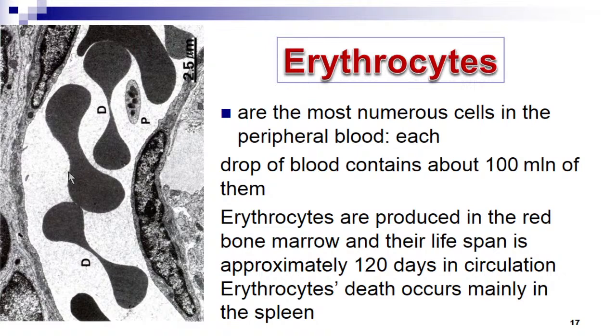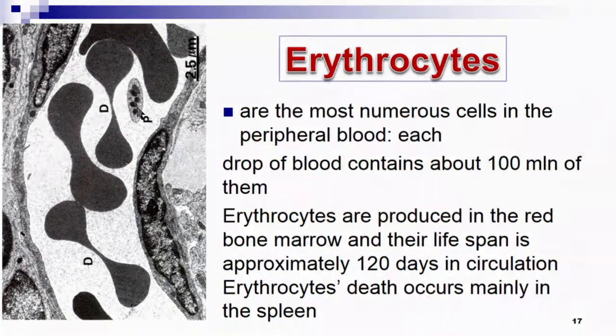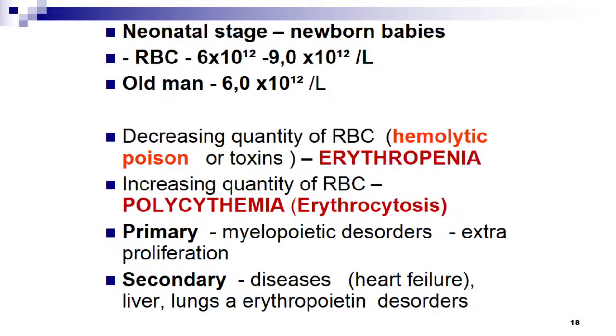This is erythrocytes, of course, with the shape of a biconcave disc. And also we have seen platelets here. Next, when a baby is born, the quantity of red blood cells is around 6 to 10^12 per liter. And all men also have approximately the same results, 6 to 10^12 per liter. Those are the changes in the level of erythrocytes with age.